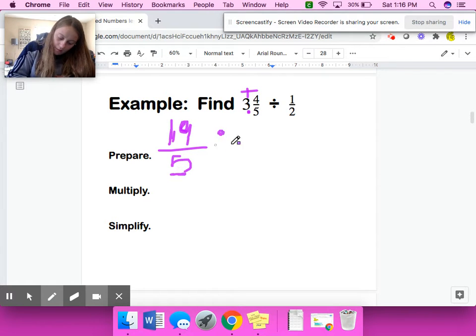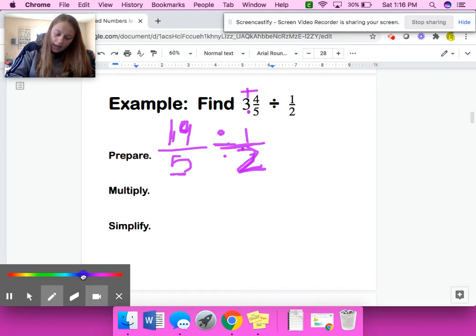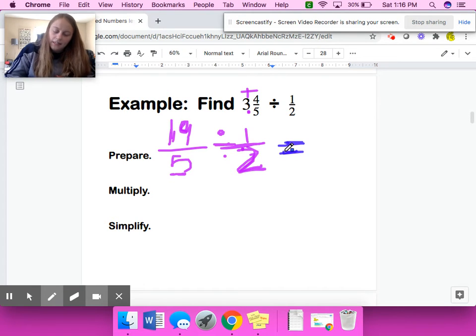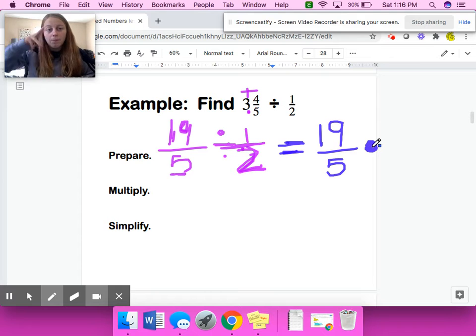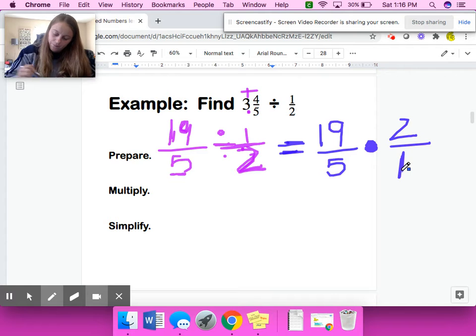Then we divide by 1/2, which is already in fraction form. It's not a mixed number, so we just carry it down. The next step we do here to prepare is we never divide fractions, so we need to set it up so we're multiplying by the reciprocal. Remember, we keep the first value exactly the same, 19/5. We change the division to multiply, and we flip the second fraction over. So instead of 1/2, we're multiplying by 2 over 1. We've now prepared our problem.